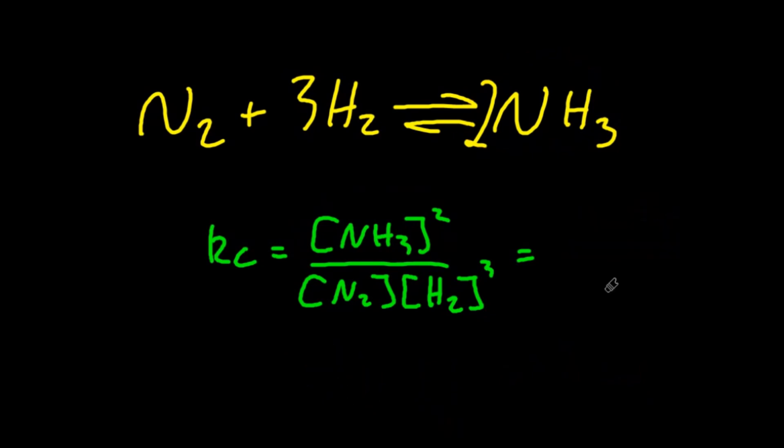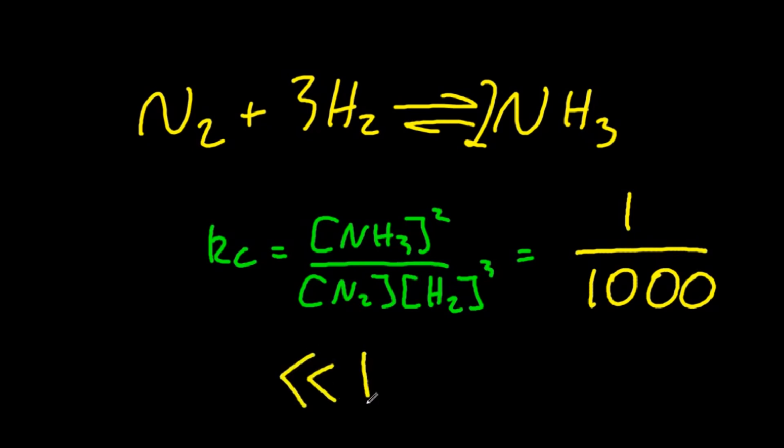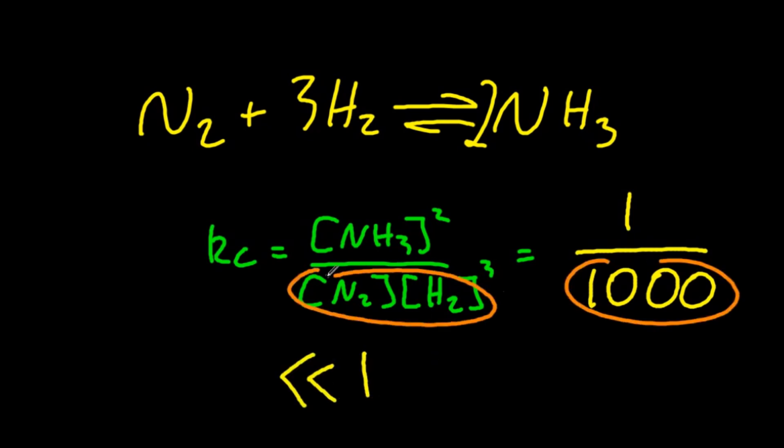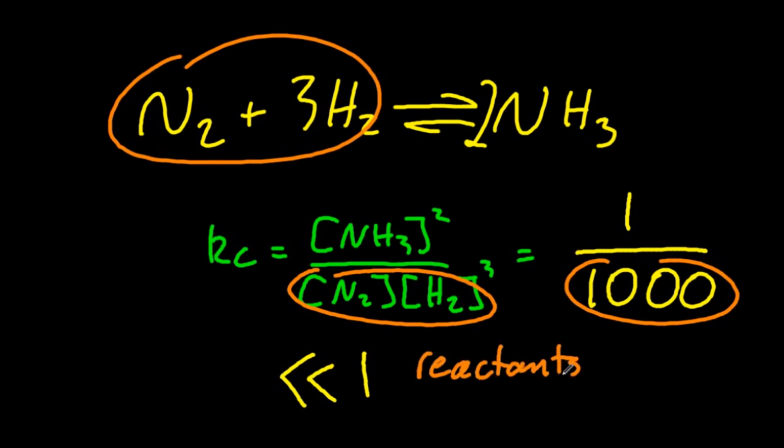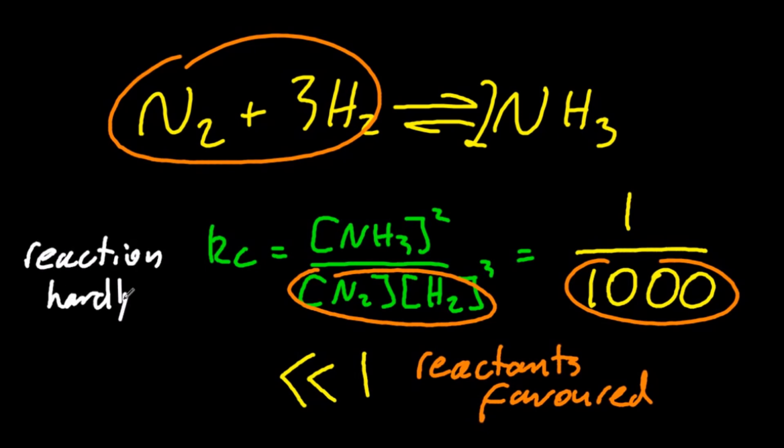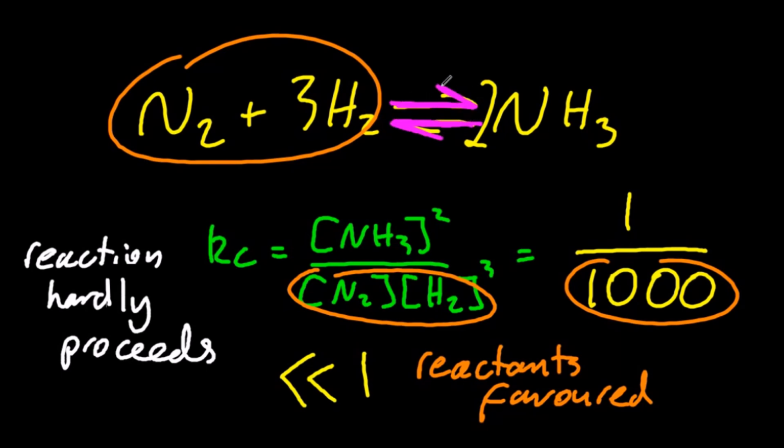Alrighty, now let's look at the opposite. Let's say that my Kc is 1 over 1,000, so that means that there's loads and loads of reactants, less than 1. So the reactants are favoured in this case, and the reaction hardly proceeds. Now, don't think that that means that the forward and reverse reaction rates are different. No, it's equilibrium. The forward and reverse reaction rates are the same. Don't fall for that trap.